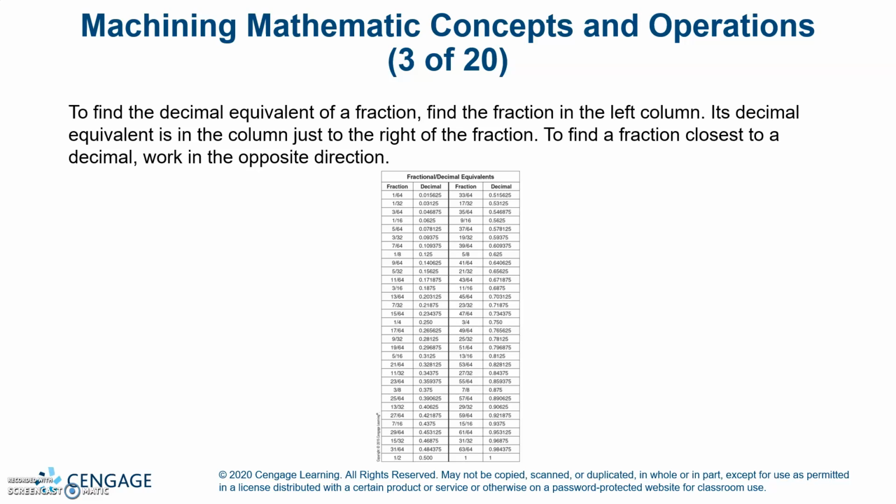To find the decimal equivalent of a fraction, find the fraction in the left column. Its decimal equivalent is in the column just to the right of the fraction. To find a fraction closest to a decimal, work in the opposite direction.